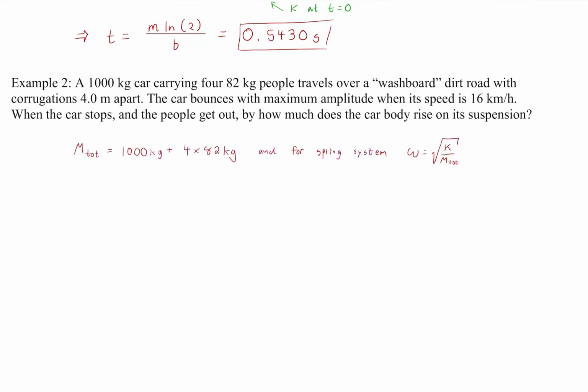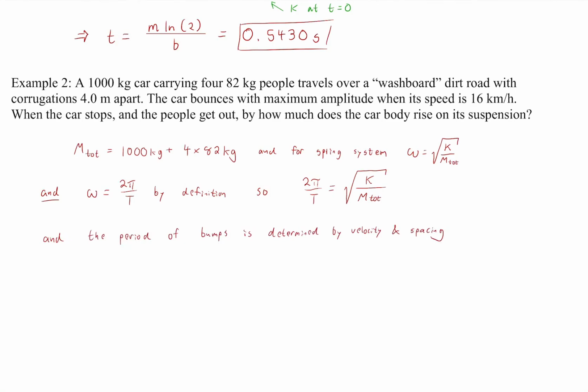First of all, we're going to find the total mass of the car, which is 1,000 plus 4 times 82. Then we find the natural frequency of the car with this simple formula, because we're treating it as undamped, but that's a pretty fair approximation. By definition, omega is 2 pi over T, so we can replace omega with 2 pi over T, and then acknowledge that the period of the bumps is determined by the velocity and the spacing. When the car is traveling at 16 kilometers per hour and the bumps are spaced 4 meters apart, the period of each bump experienced by the car is 1.11 seconds.